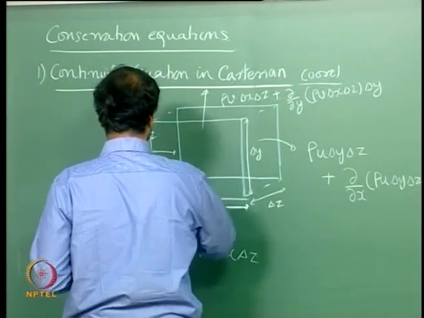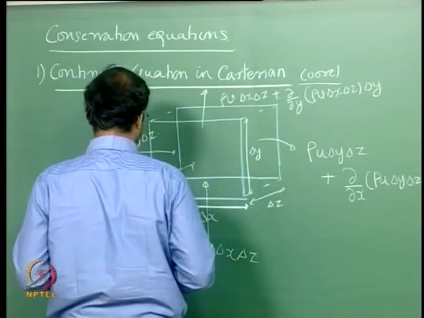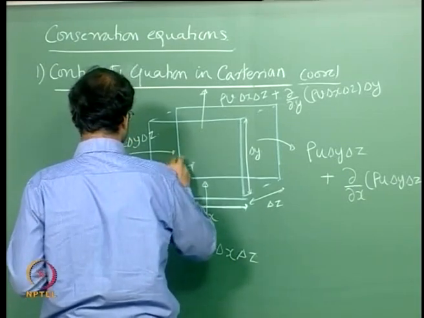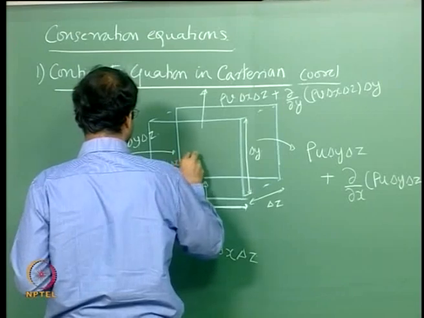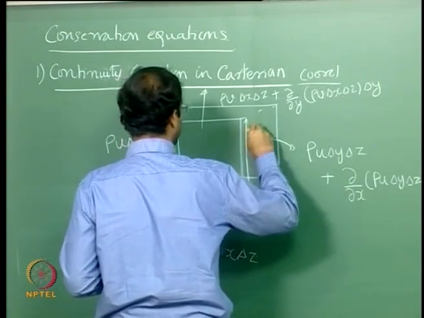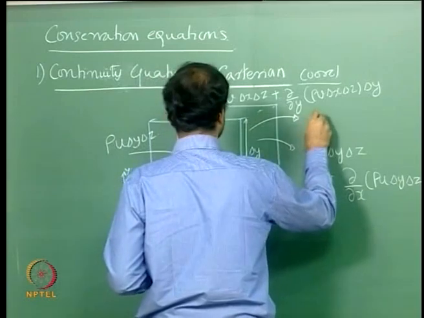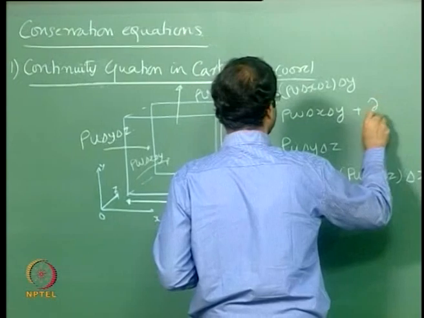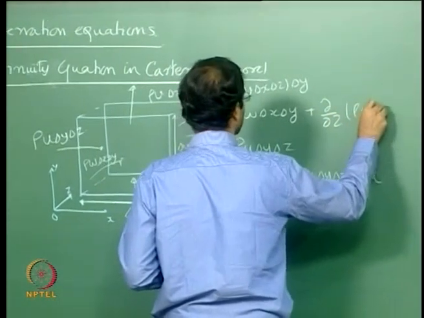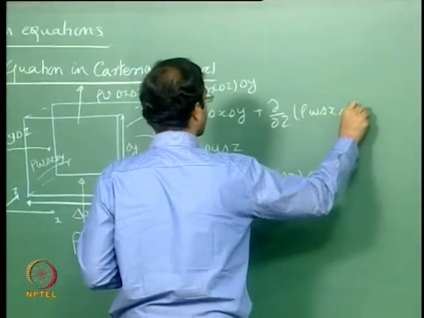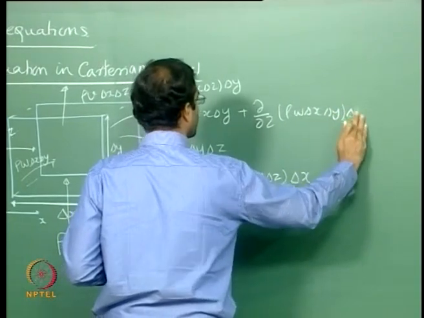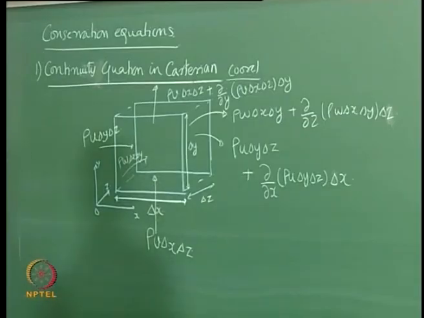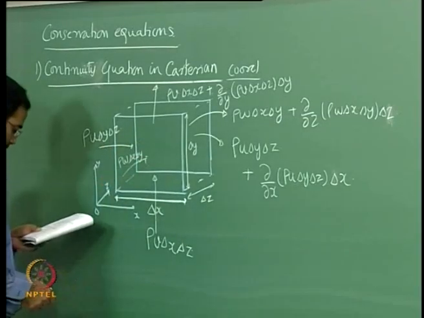If you look at the front face, the mass flow rate entering along the z direction is rho w into delta x delta y, and the flow leaving through the rear face can be written using the Taylor series expansion as plus d by dz of rho w delta x delta y into delta z. So these are all the mass flow rates which are entering and leaving the control volume.